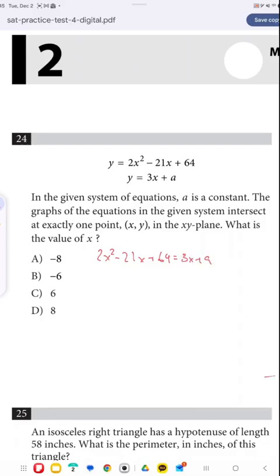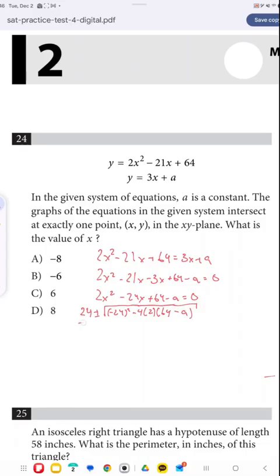Then we're going to bring all the terms over to one side, and then we combine like terms. Now to find the value of x, the easiest way would be to use the quadratic formula, which is negative b plus or minus the square root of b squared minus 4 times a times c, all over 2 times a.